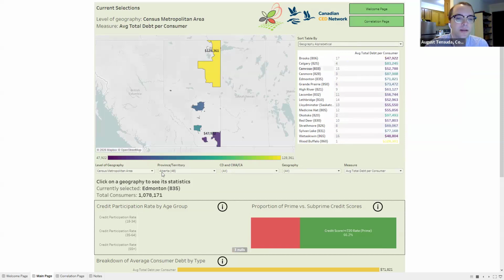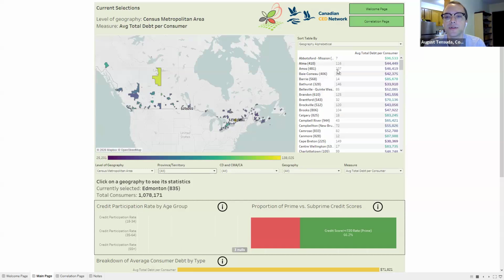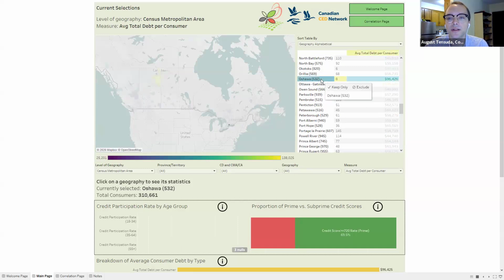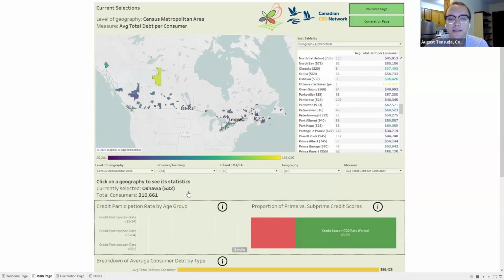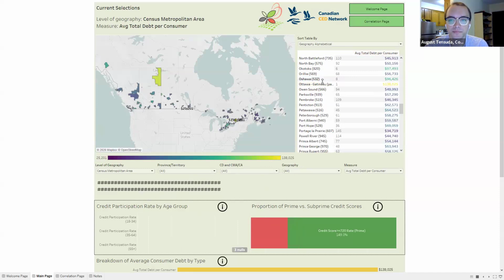It makes it just so that if you have lots of them here, so we have all of the CMAs in Canada now, if you're just looking for a specific one, then you can very easily find it. Like let's say Oshawa, for example, we can see Oshawa is ranked 8. And then if you want, you can click on Oshawa within the table as well to select it to see the statistics below. So you can either click on the map or you can click on the chart. Both will do the same function.